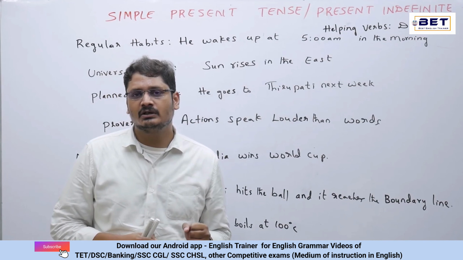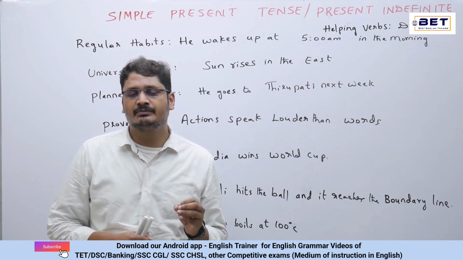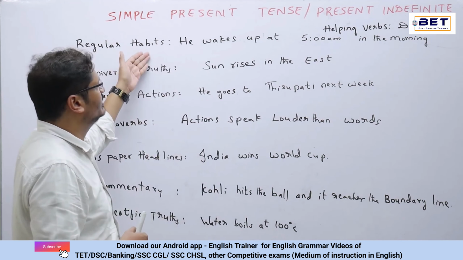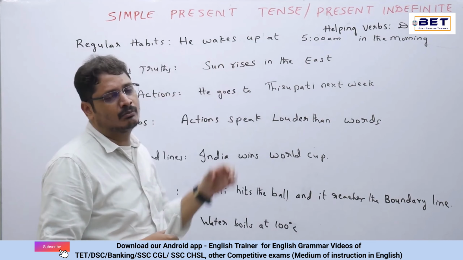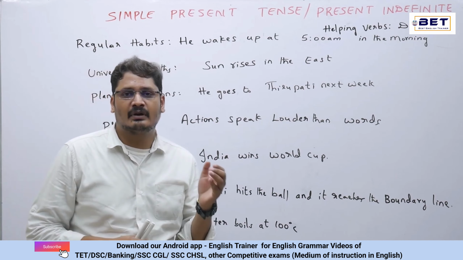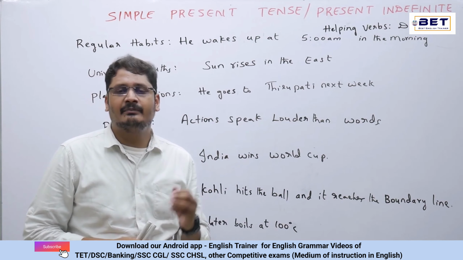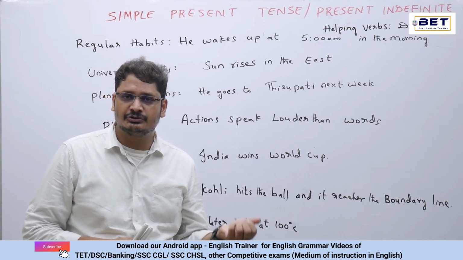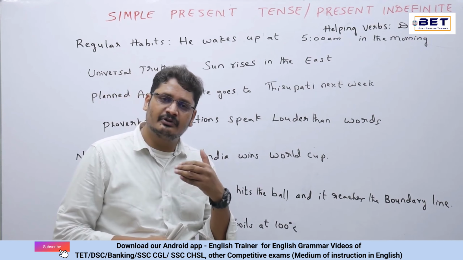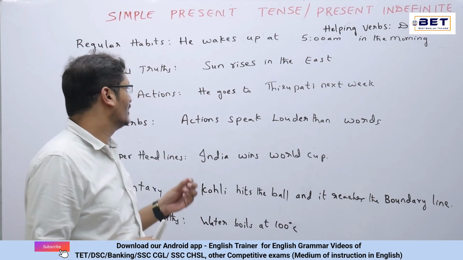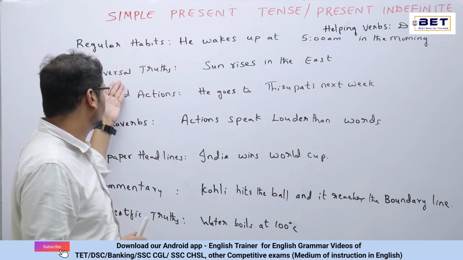Now, let's see the usage of simple present tense or present indefinite tense. Regular habits. He wakes up at 5 a.m. in the morning. If there are any regular habits, for example, he wakes up at 5 a.m. in the morning, he brushes his teeth, then baths, then he goes to his office. All these sentences can be in the simple present tense. Okay? Now see the next usage.